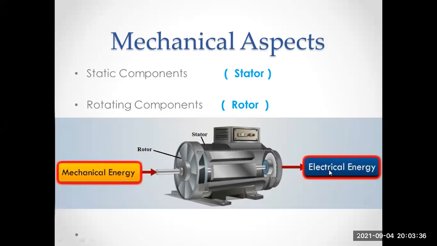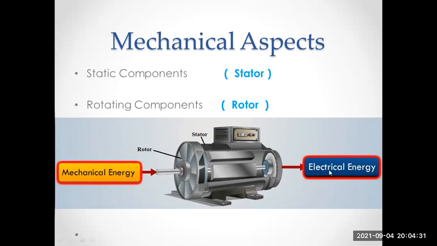Okay, so as I have already mentioned, in any machine, as far as the mechanical point of view is concerned, for a rotating machine, there will be some component which will be static, stationary in space. Those components are generally called the stator. And some components in a rotating machine will be rotating. Those components come under the rotor. So that is called the stator and rotor as far as the mechanical side is concerned.